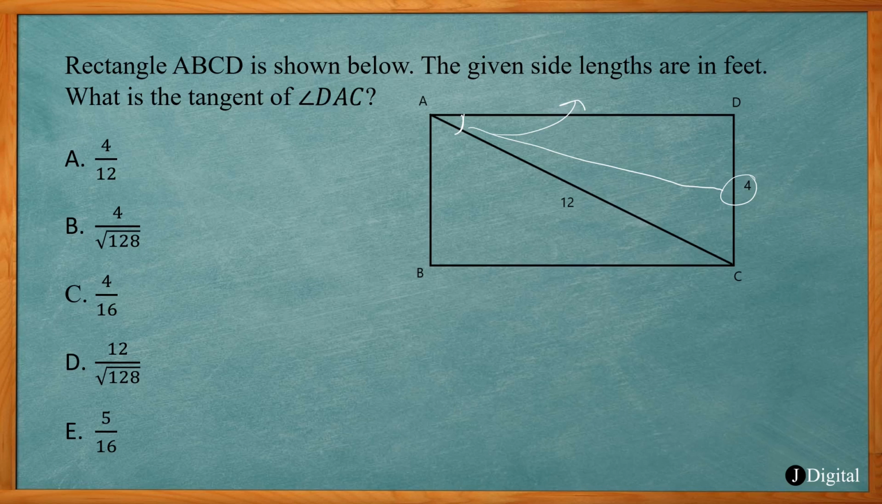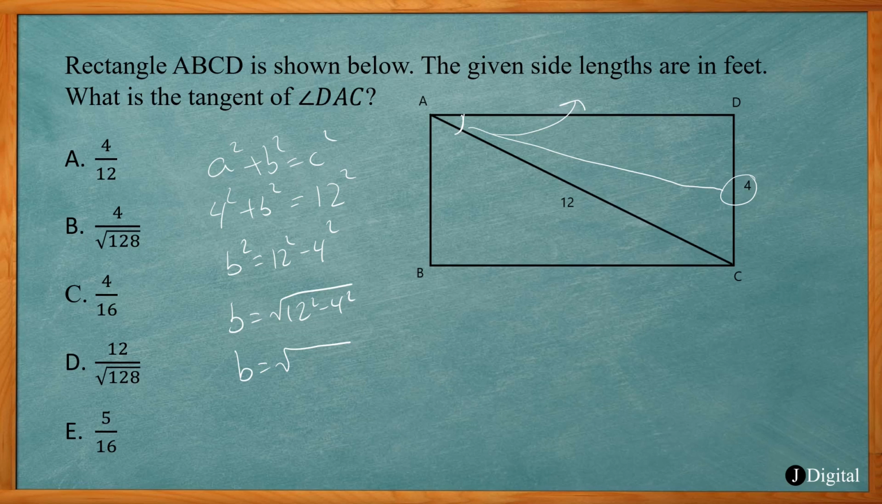Again, we use the Pythagorean theorem. A squared plus b squared equals c squared. Hypotenuse is 12. One leg is 4. So 4 squared plus b squared equals 12 squared. And then b squared will equal 12 squared minus 4 squared. To get b by itself, you take the square root of both sides. It gives you b equals the square root of 12 squared minus 4 squared.